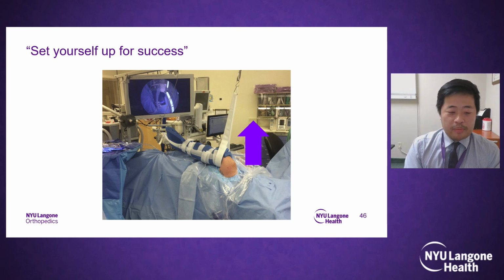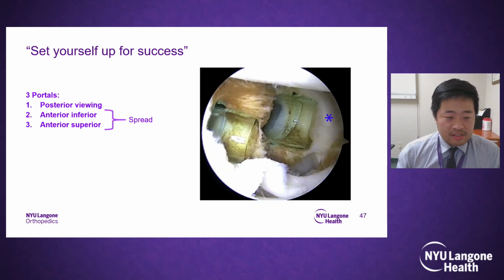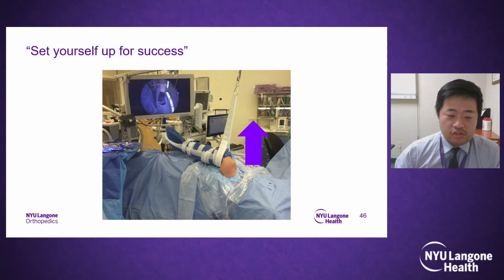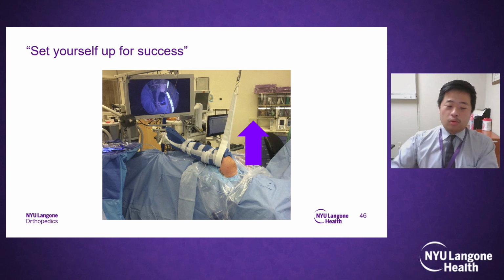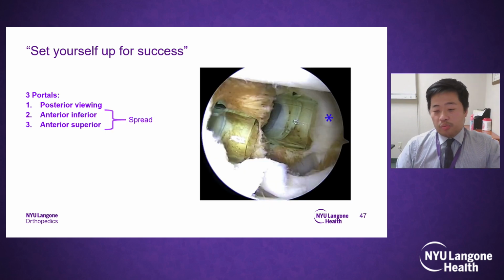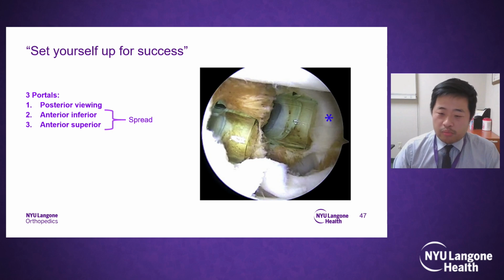There's not one right way, but you really want to set yourself up for success. So I do these in the lateral position because I like to have some distraction across the joint. I think this is the best way to get it. If you do a beach chair, you have to have somebody pulling a lot of times on the arm. Your portals really matter. You want good portal spread, especially if you're doing, I think what most people do now, which is viewing from the back, or you can view from the front, but having 2 anterior portals.